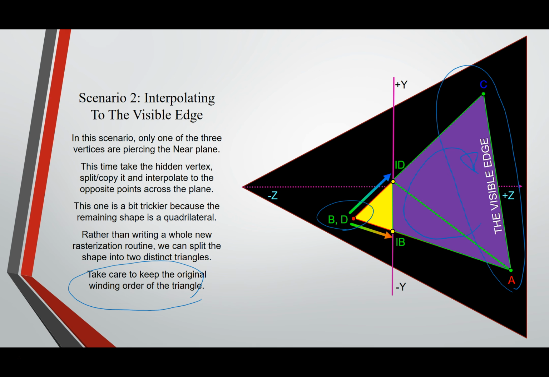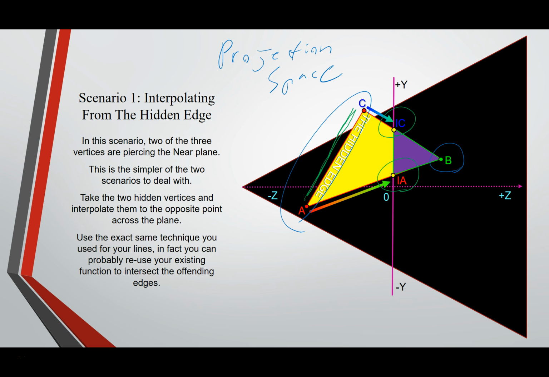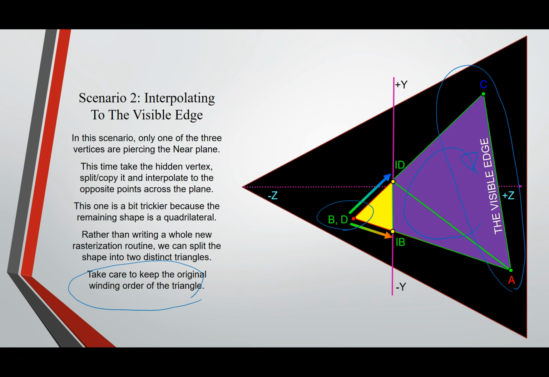All right, so once you do this, now you have triangles that are guaranteed to be safe to put into NDC because you no longer have any vertices that are negative on the Z. So this is the same deal as we had with the lines. Very useful.